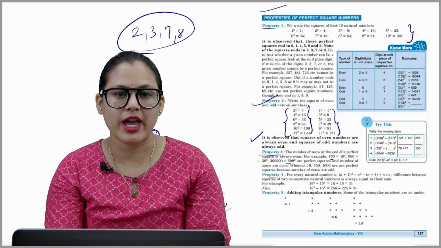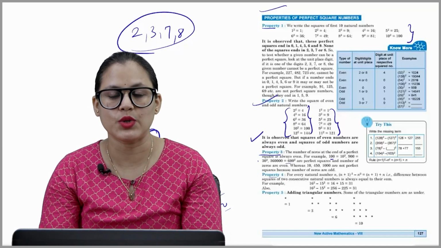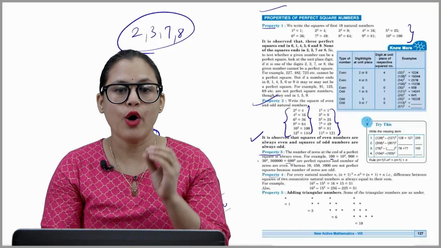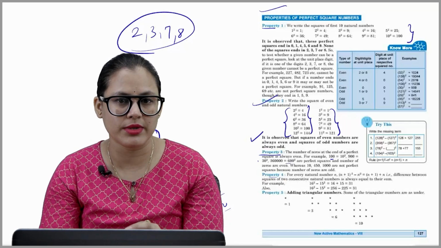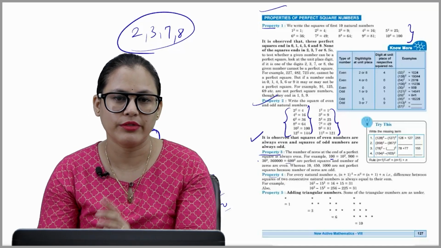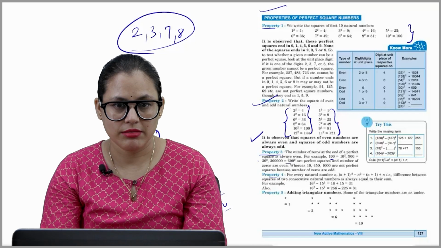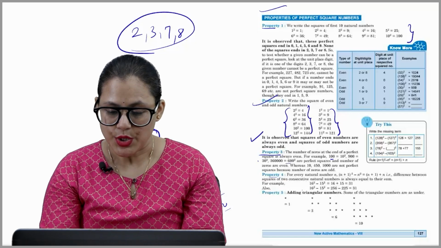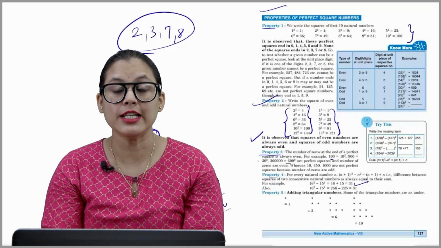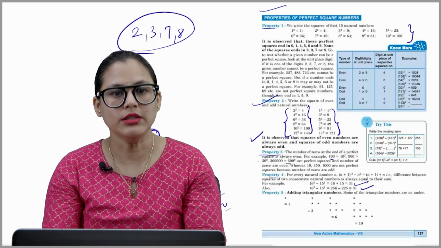Property 4. For every natural number n, (n plus 1) square minus n square is equal to n plus 1 plus n. That is, the difference between squares of two consecutive natural numbers is always equal to their sum. For example, 16 square minus 15 square we have to find. First we will find their sum. 16 plus 15 is 31, and the difference of their squares, that is 256 minus 225, is 31.